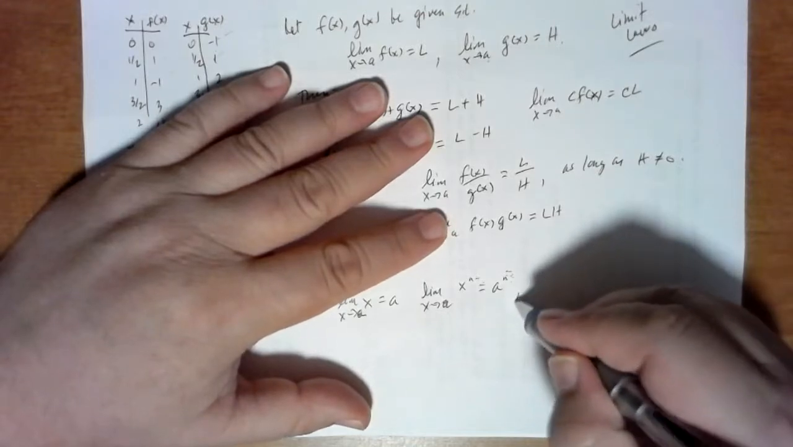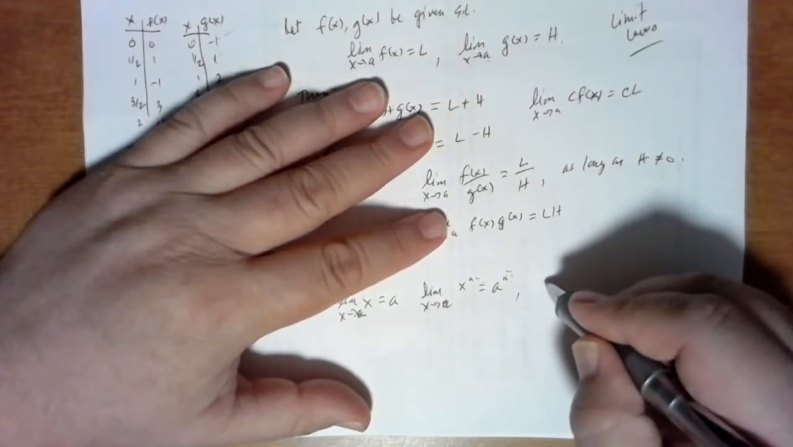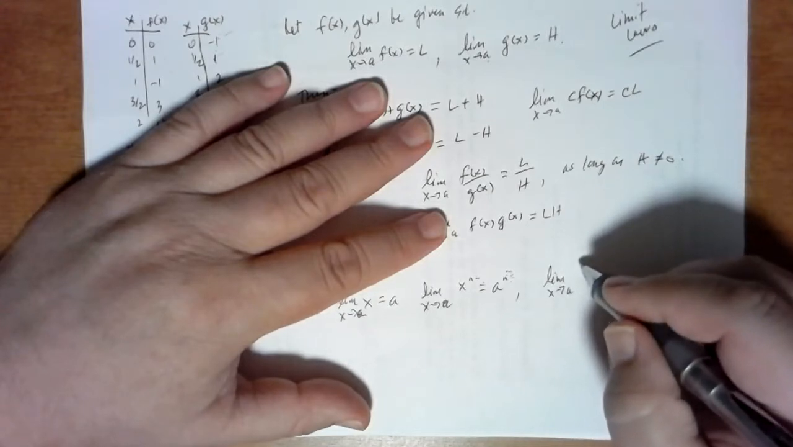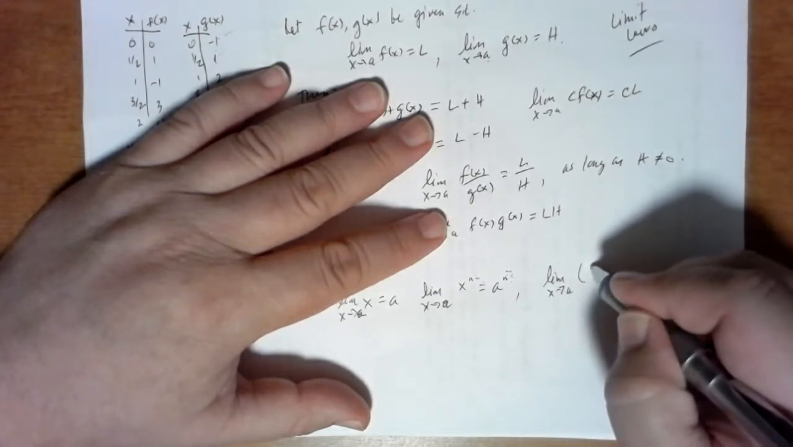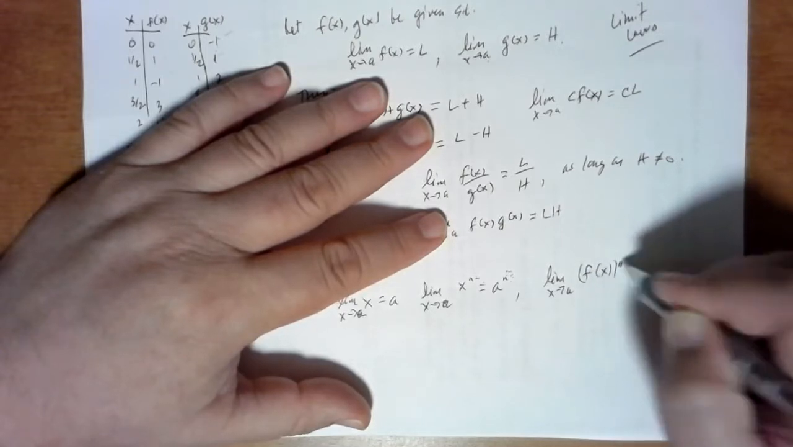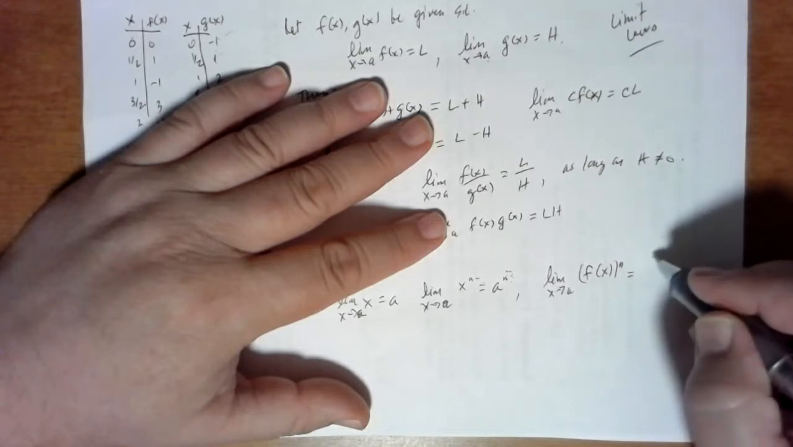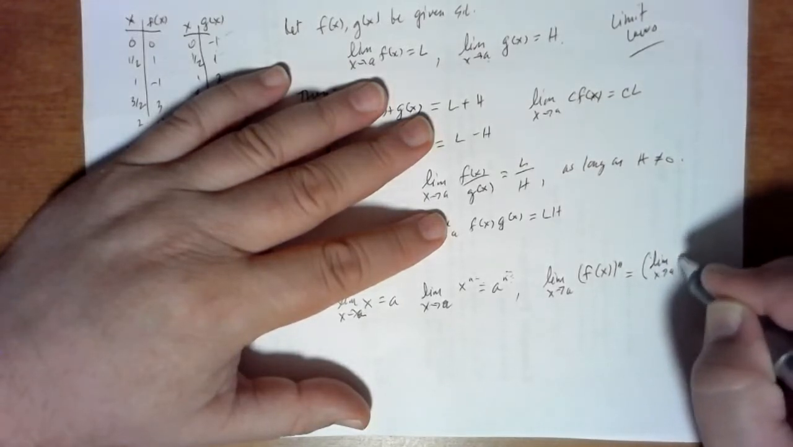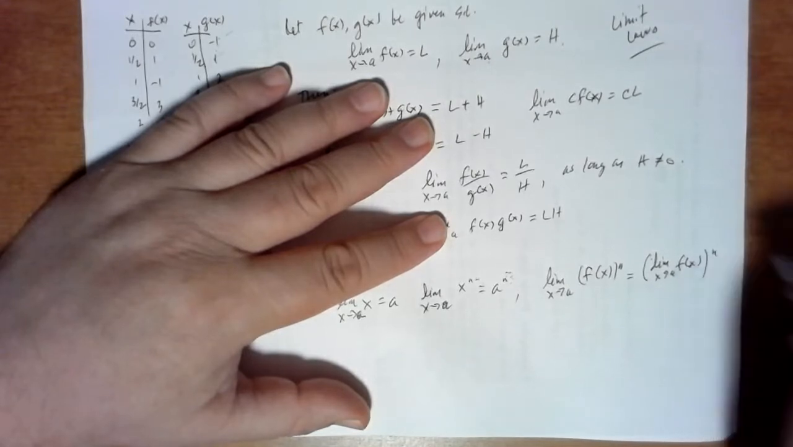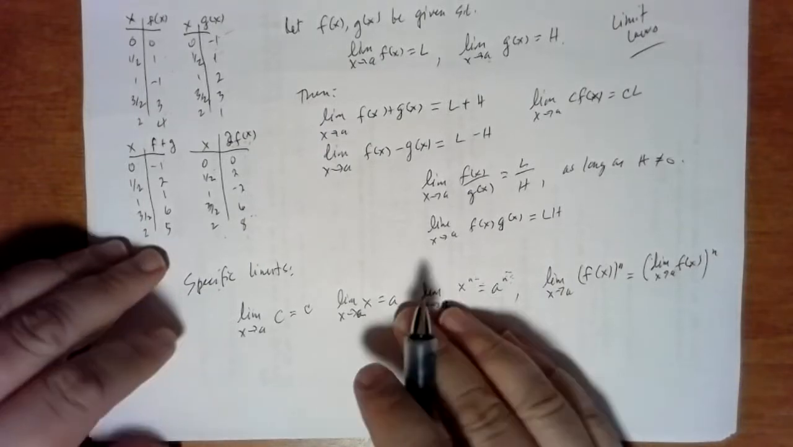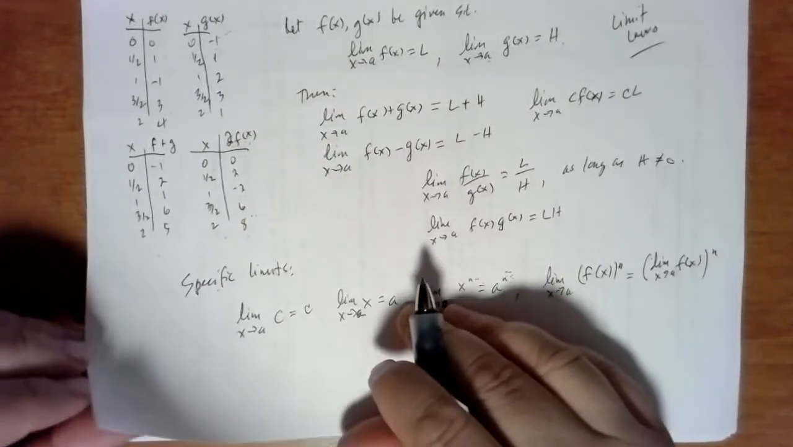And then finally, if you have the limit as x approaches a and you want to compute it for f of x to the n, you could take the limit first and then raise it to the nth power. Okay, so using these properties, we're going to compute some limits. All right.